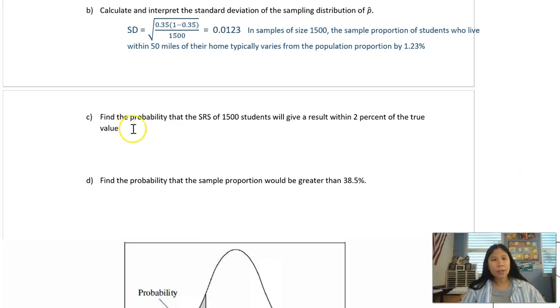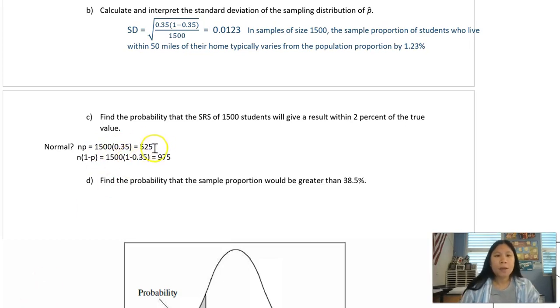Okay, so then our next part, we're going to try to find the probability that the simple random sample of 1,500 students will give a result within 2% of the true value. In order to calculate this probability, we need normal curves first. To check if it's actually normal, we can check n times p and n times 1 minus p. In this case, n is our 1,500 number, p is our 0.35. Doing that, we get 525 for our first number, 975 for our second number. Both of them are clearly bigger than 10, so this is going to be a normal curve problem.